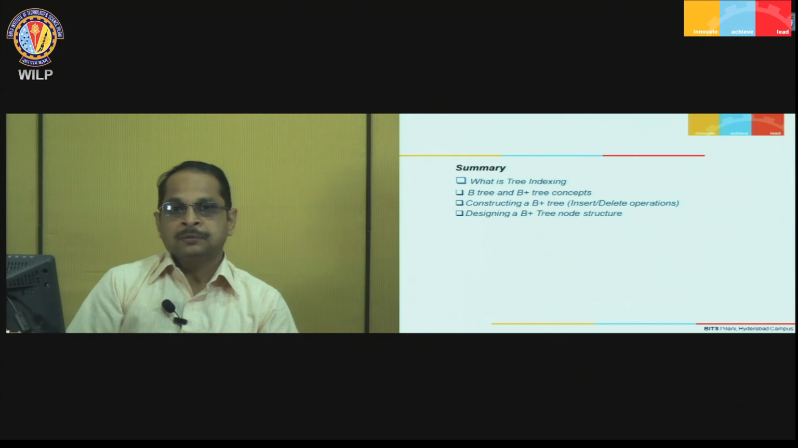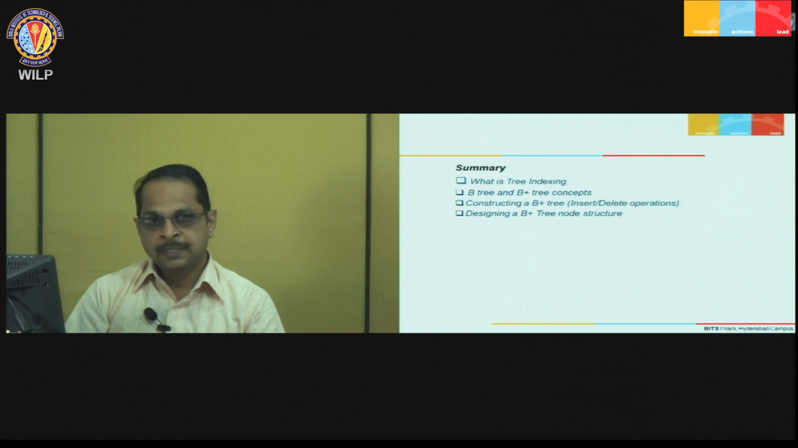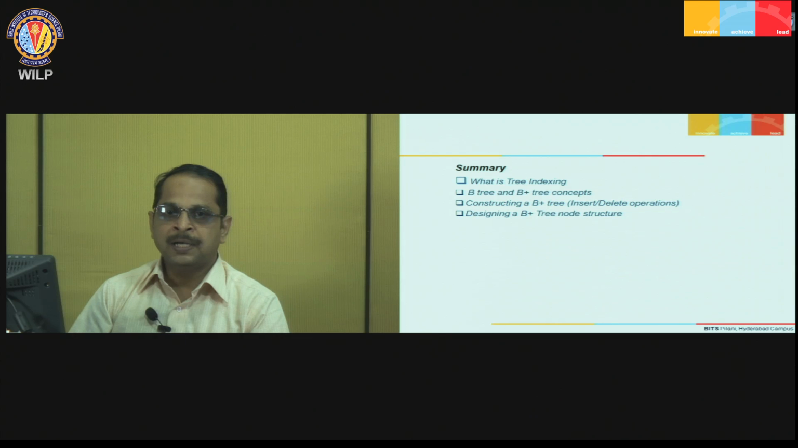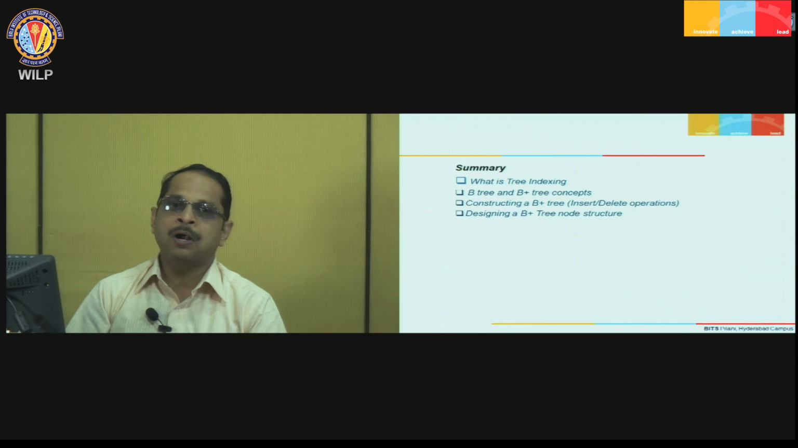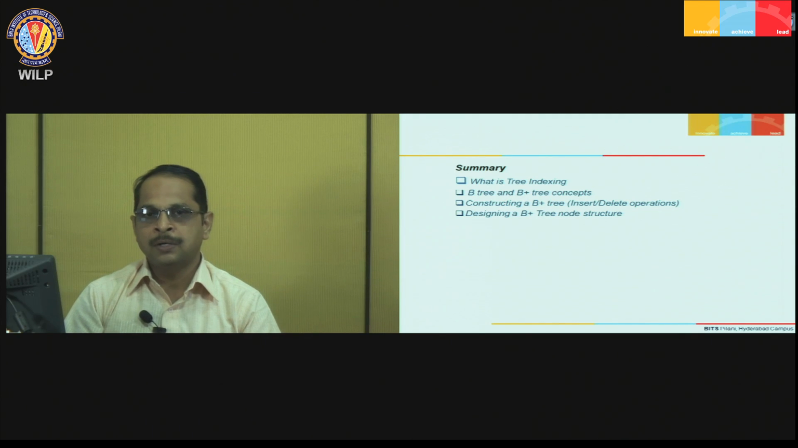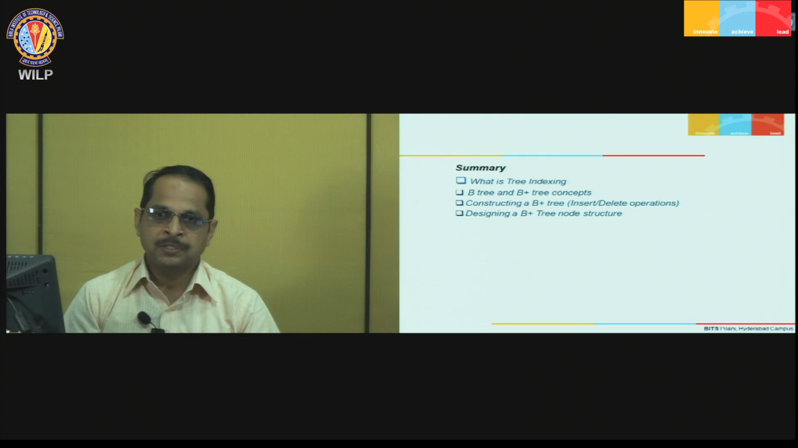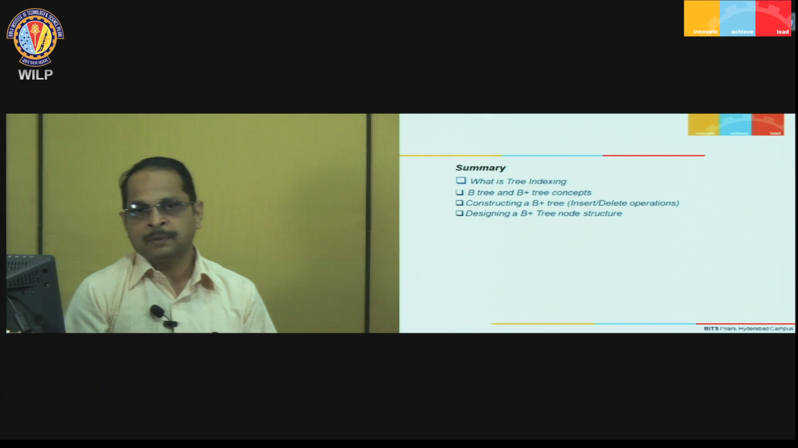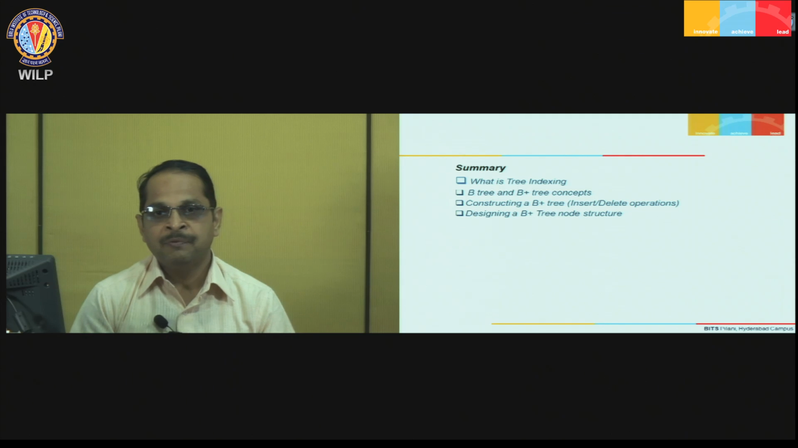So in this session we discussed what tree indexing is, what a B tree and B plus tree are, and the basic difference between a B tree and a B plus tree structure. We have seen all the concepts related to B plus trees, that is the order of the B plus tree, how an internal node looks, what the leaf node is, and where we can get the pointers for the actual records. In a B plus tree, the pointers for actual records are always found at the leaf level, whereas in a B tree they can be at an intermediate level also.